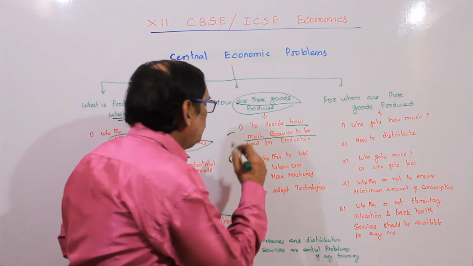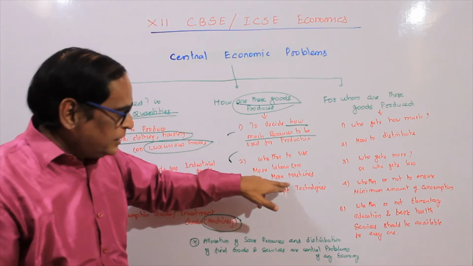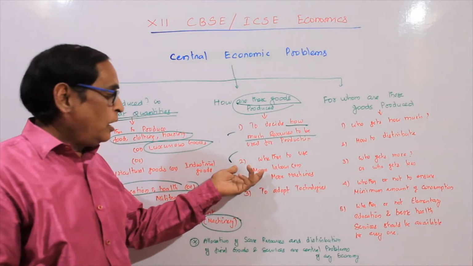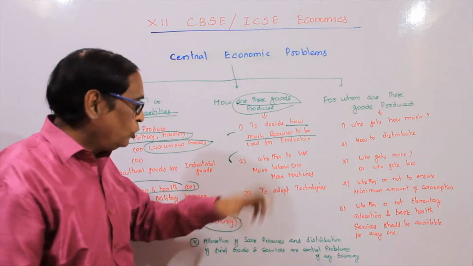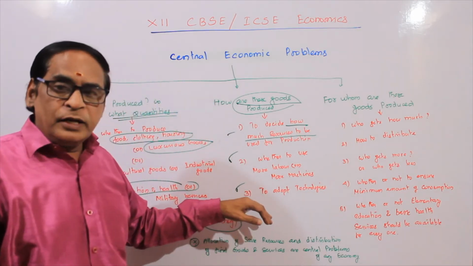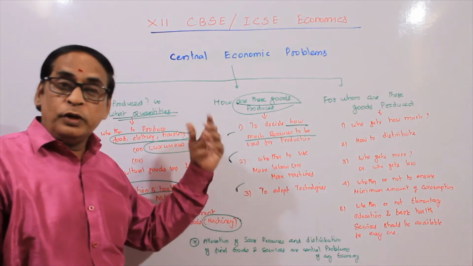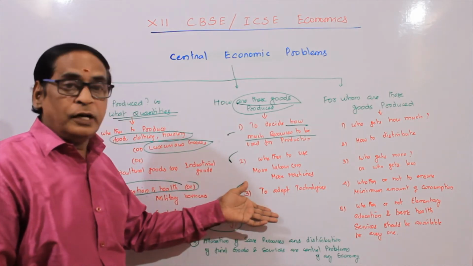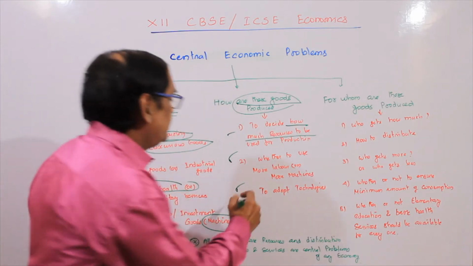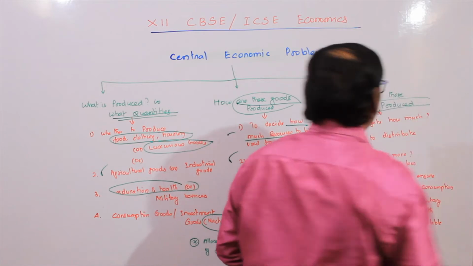So how to produce means, whether we are utilizing more machines or more labor, we have to decide which one, or both. Sometimes we utilize both. And then which technology: there is new technology, modern technology, old technology. So whether we are adopting the old, new or modern technology in order to produce, this is another point. And then for whom the goods are produced.